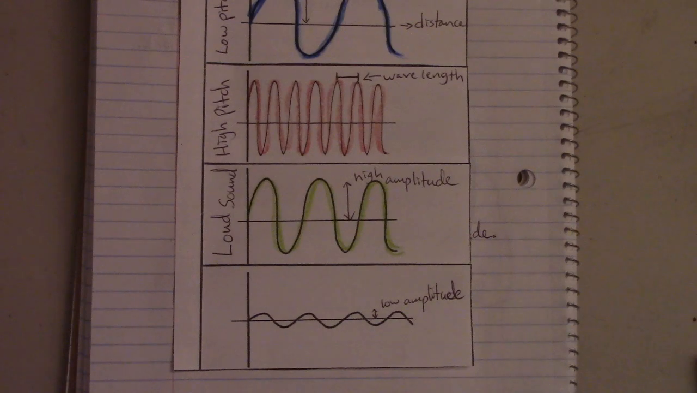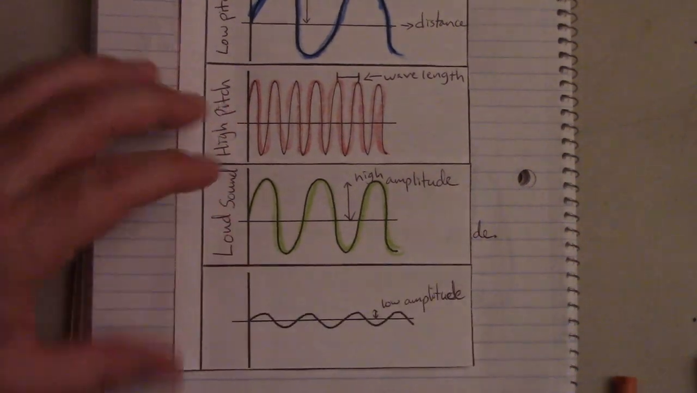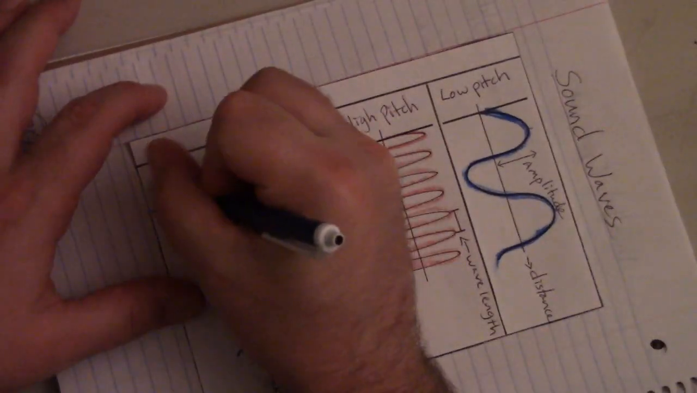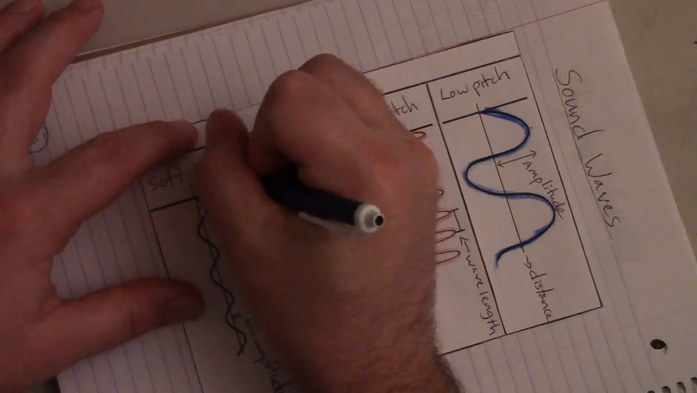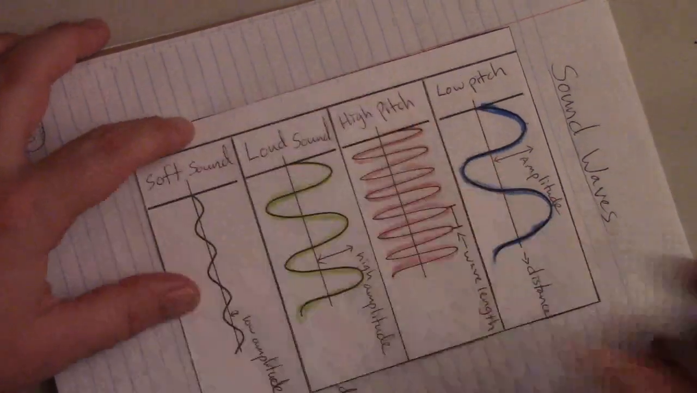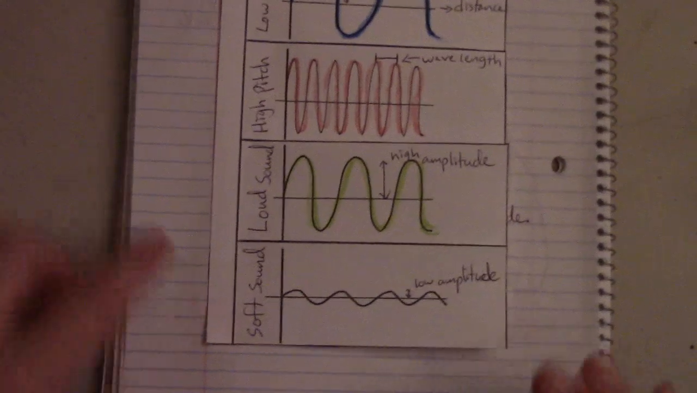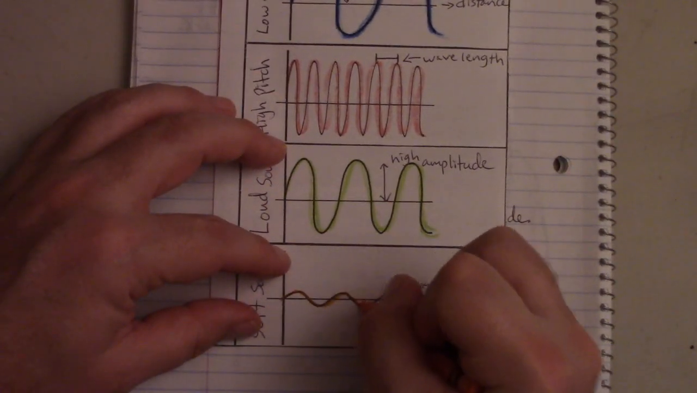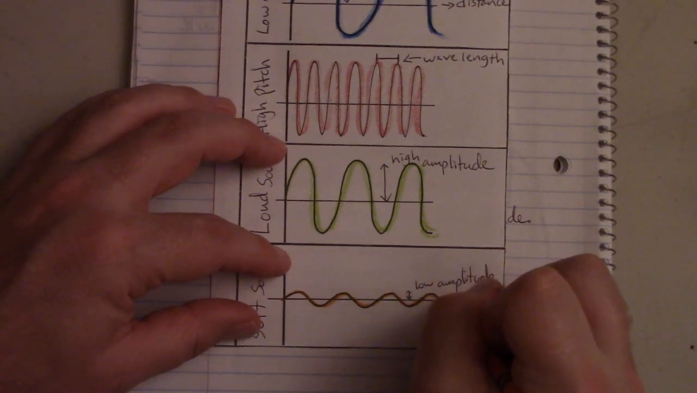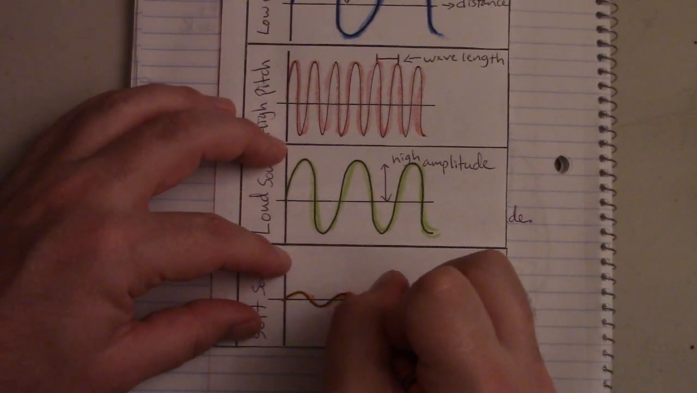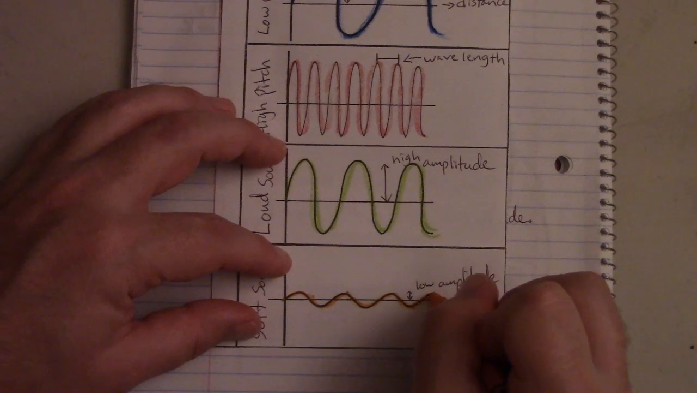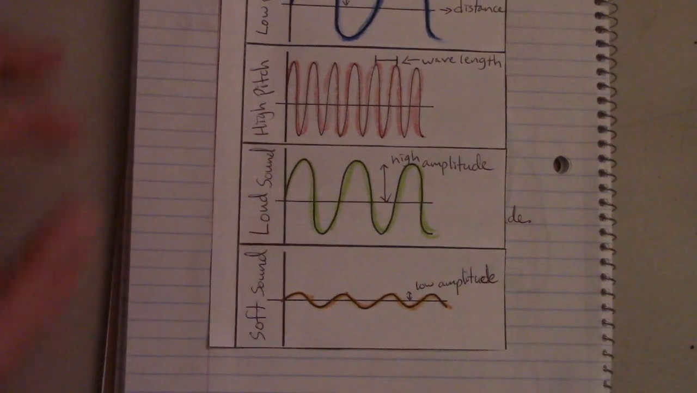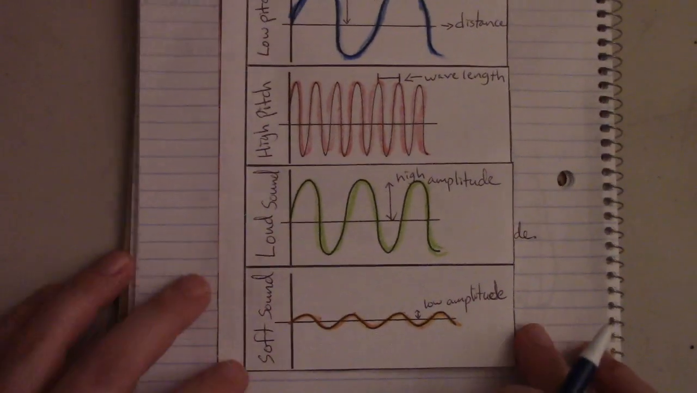So what's a color I haven't used yet? How about orange? Notice this would be a soft sound, right? Like a whisper. ASMR kind of sound. Get a nice feel for that as I trace it. The wave, it's very low amplitude. The lower it is, the harder it is to hear it because it's so low.